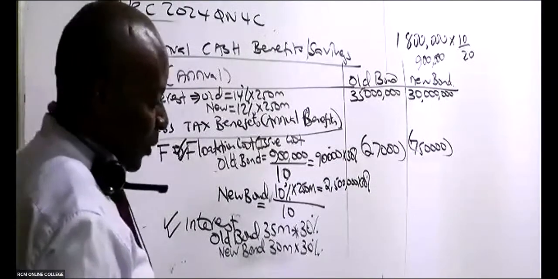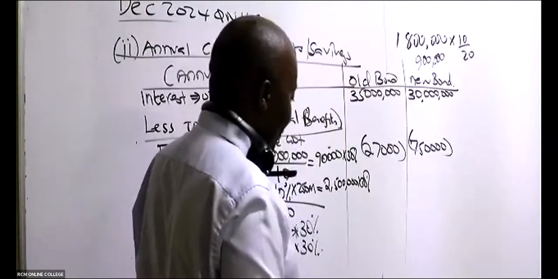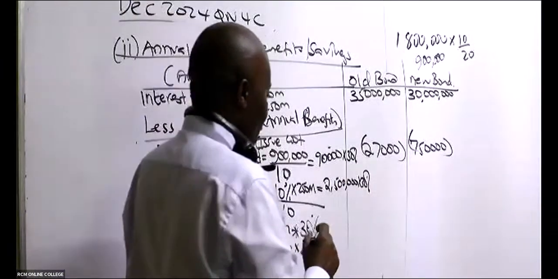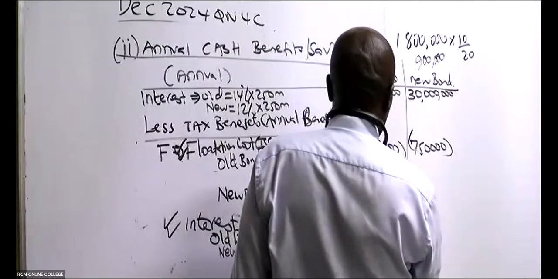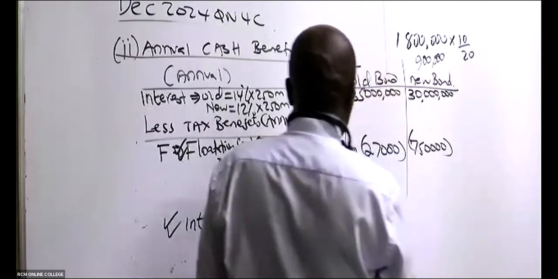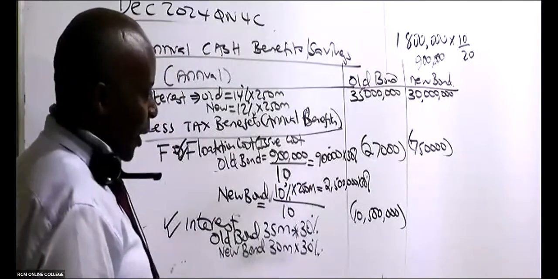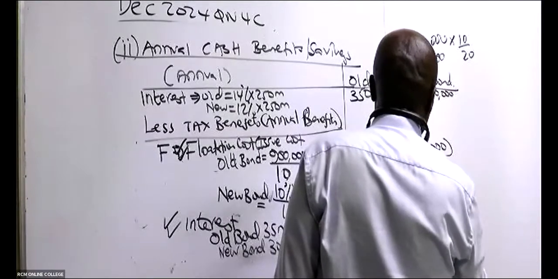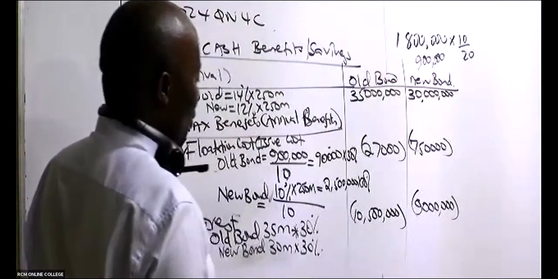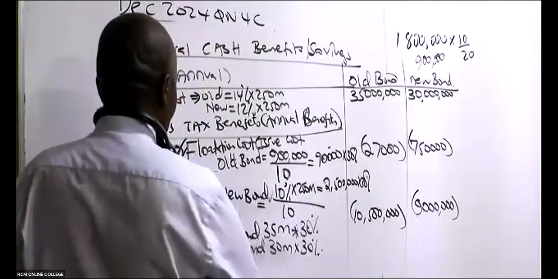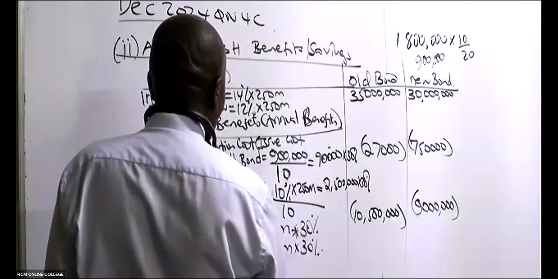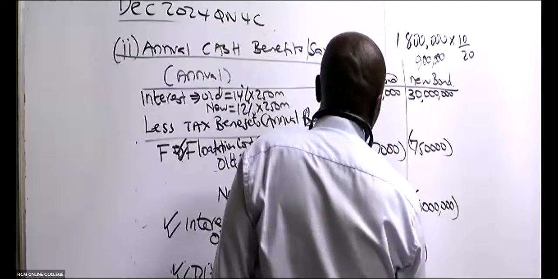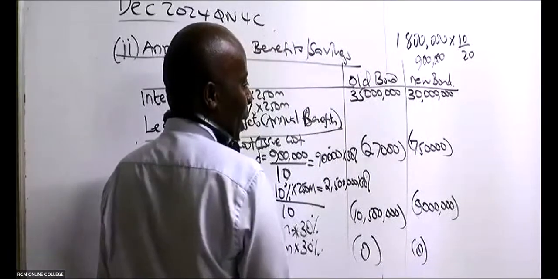So please give me the numbers. I'm really waiting for you. The first one, the old bond, is 10.5, 10,500,000. How about the new bond? 9 million. The new bond is 9 million there. Thank you so much. From there we have the concept of a discount, which is 0. You don't have any discounts here.